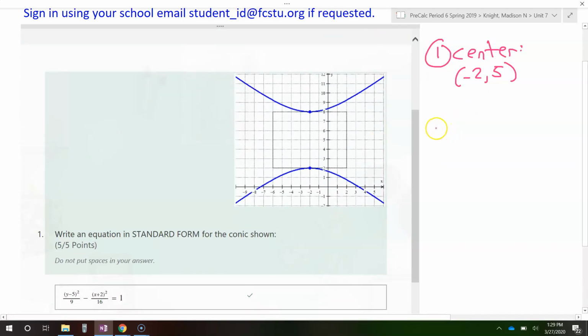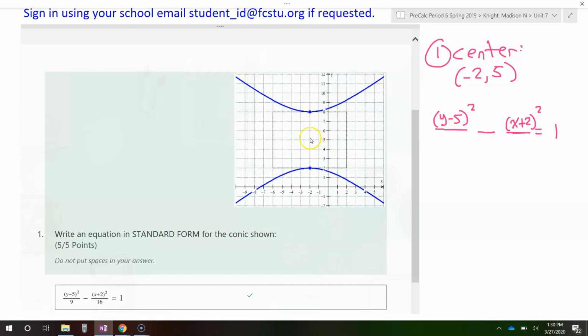We know how the equation of a hyperbola goes. It's always going to be a fraction minus a fraction equals 1. We know this. Now, because this is vertical, that tells us that the y part goes first. So I'm looking at the 5, and so I will have y minus 5 squared. The x will go second, so because it's -2, I'm going to do x plus 2 squared.